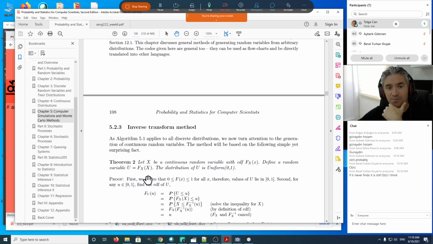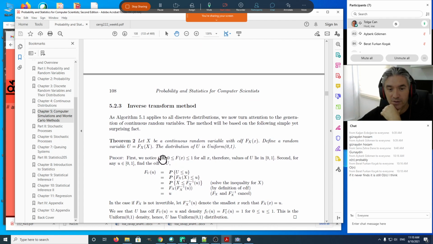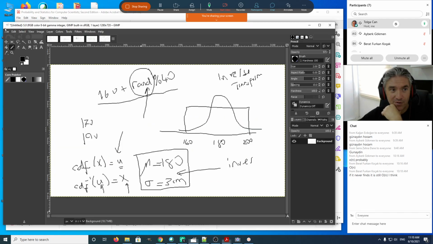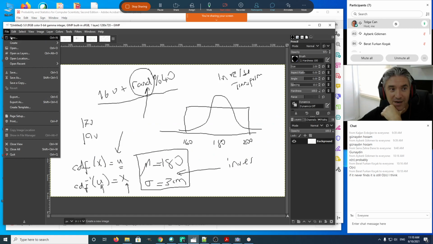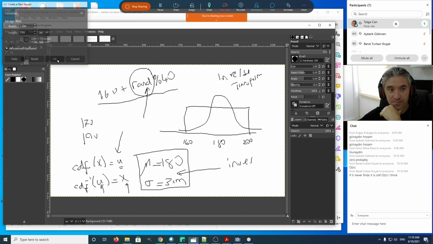So look at this theorem too. Let X be a continuous random variable with some arbitrary CDF. Define a random variable U equal to F_X(X). Then the distribution of U is uniform on 0, 1. This is the mathematical proof of this theorem. And instead of the mathematical proof, I want to show you the intuition behind why it is uniform.